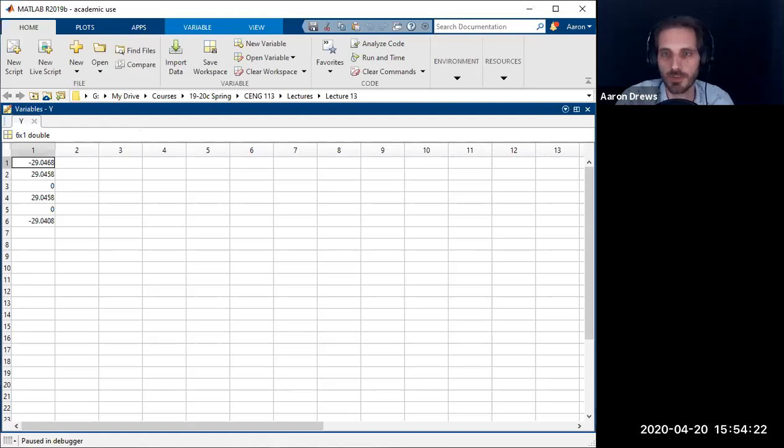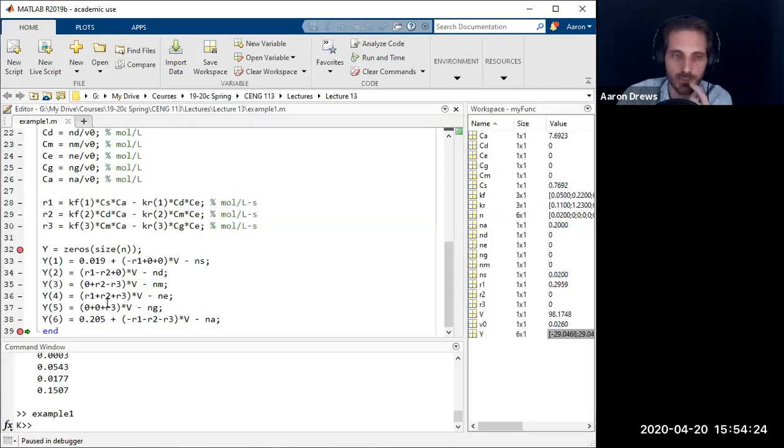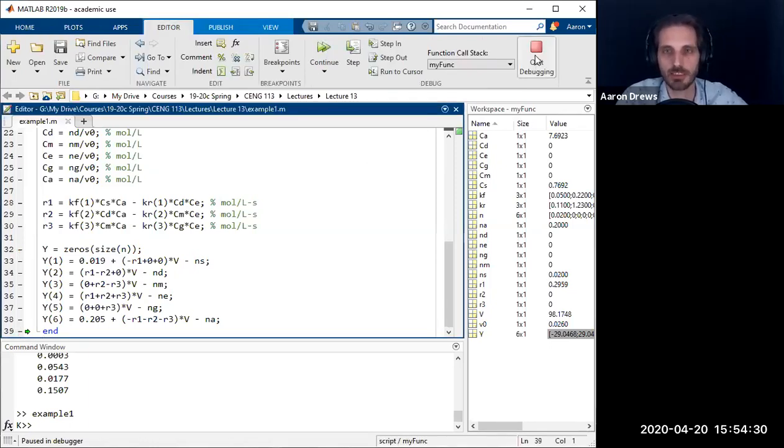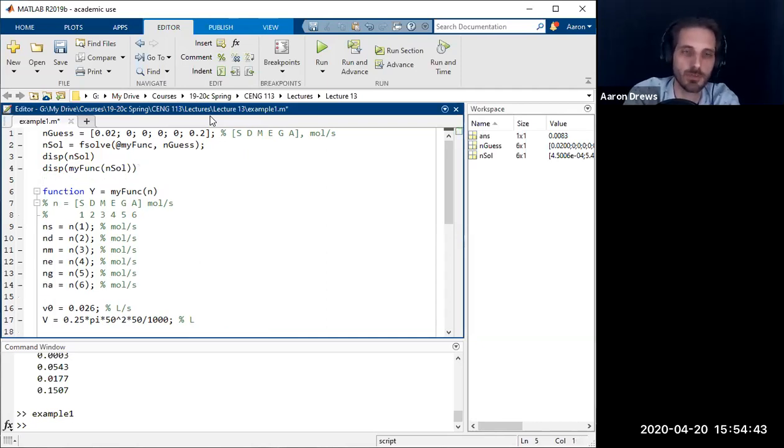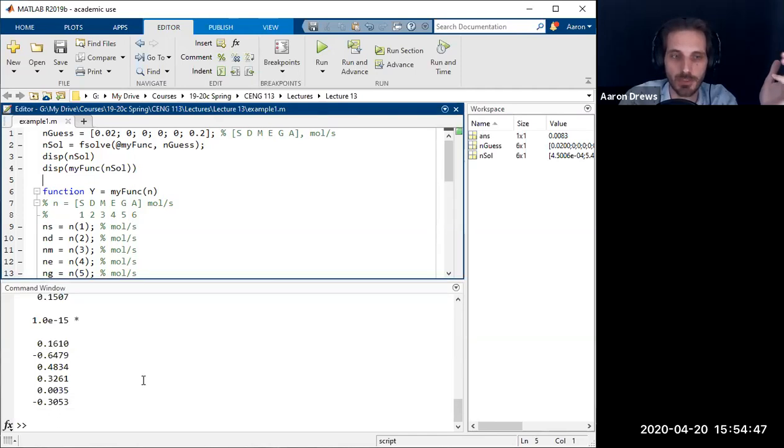It just so happens that we don't often see what it's doing inside of there because MATLAB is the thing that's checking whether or not those are 0. But we can double check if we add another line up here. If we say display my function of nsol, right? If we actually push the solution back inside of the function and run it again, we should get things that are very, very close to 0 when they come out the other side.